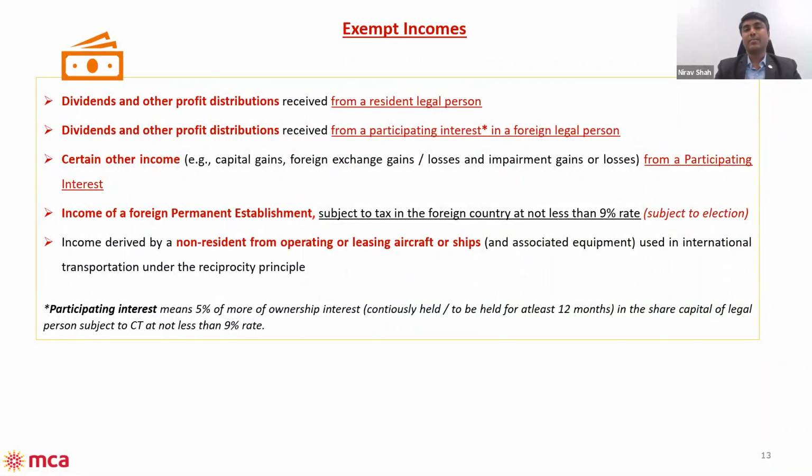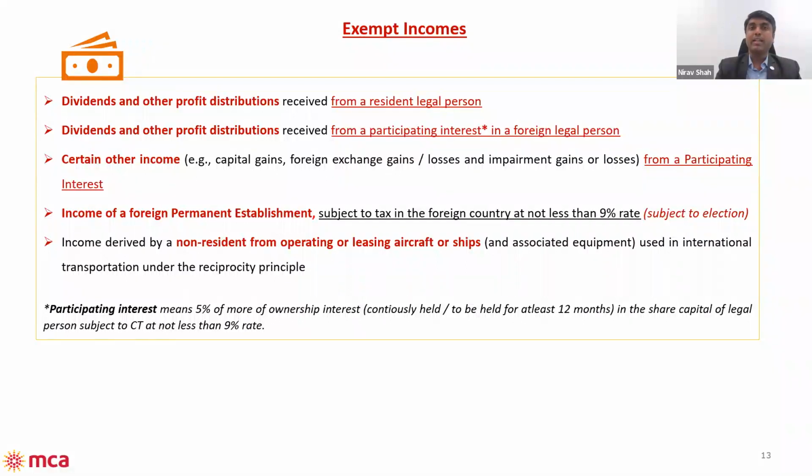Fourth category of income is income of a foreign permanent establishment. Now, what is a foreign permanent establishment? We'll understand this with an example. If there is a UAE company having a branch in the UK or the USA, then that UK or USA branch of a UAE company would be considered as a foreign permanent establishment.